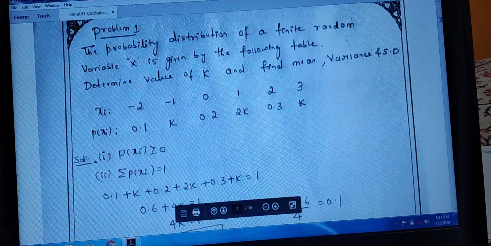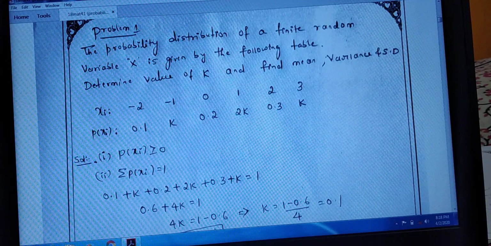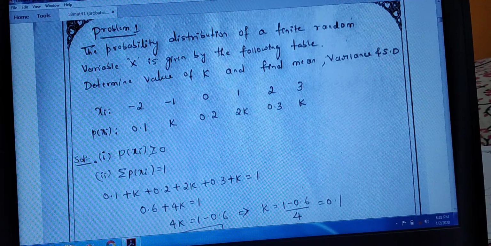As I already told you, if you want to say that p of xi is a probability density function or probability mass function, it must satisfy two conditions. First, p of xi must be greater than or equal to 0. If you observe these values, these are all positive, so obviously this condition is satisfied.